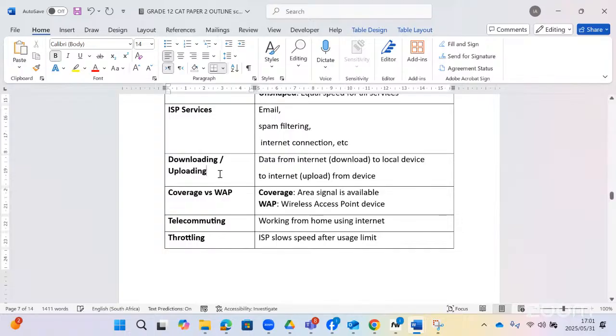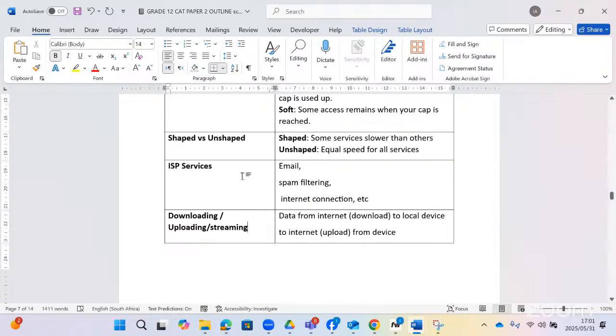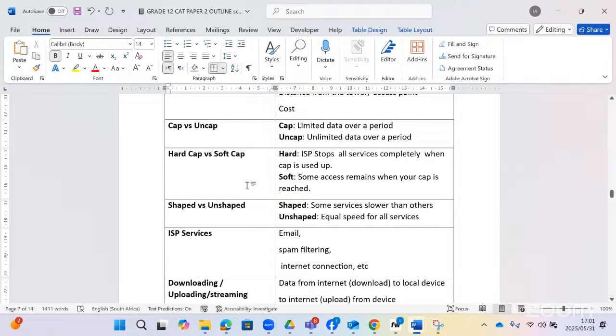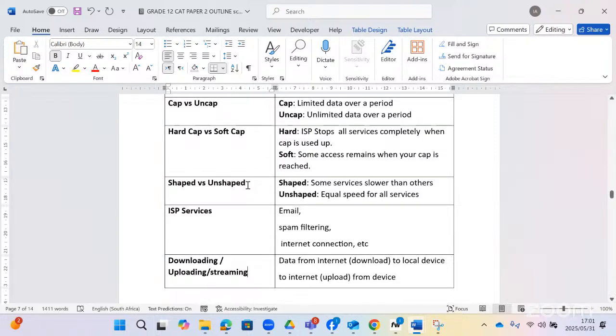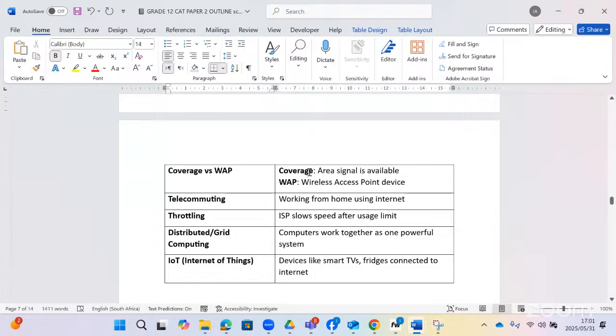Now, you must also know streaming. What is streaming? Streaming, that is basically you are live. You don't get the data. The data is being transmitted live without downloading. So that's what is called streaming. You must know that also. Now, the difference between coverage and wireless access point. So the coverage is the area where signal is available, and then the access point is the device which makes you able to have the coverage.